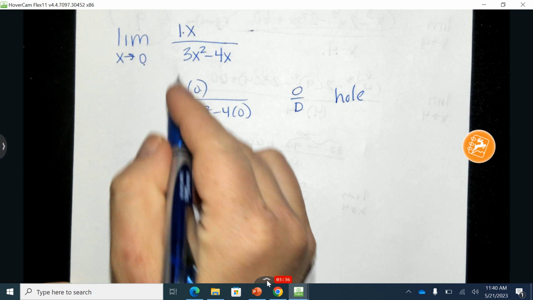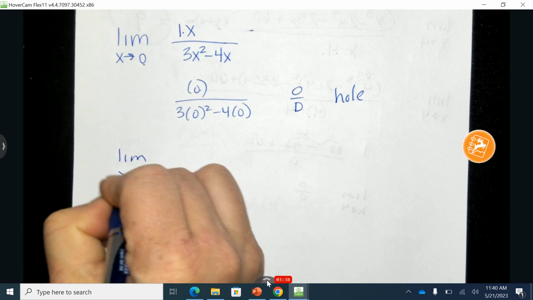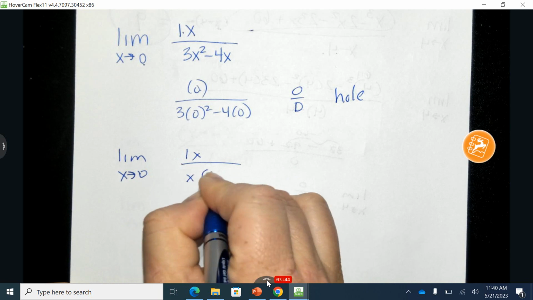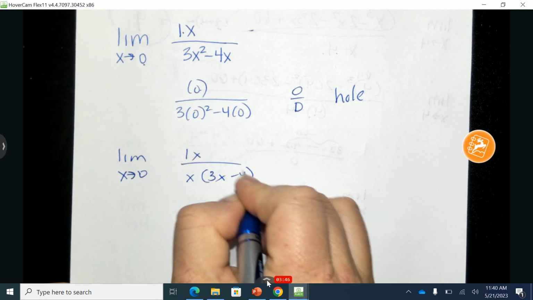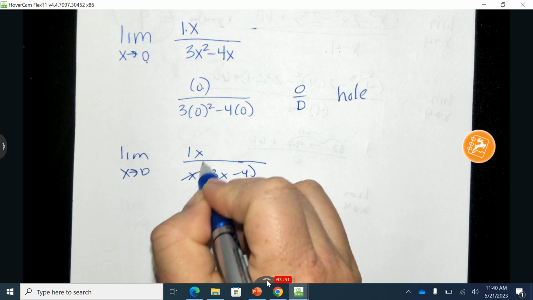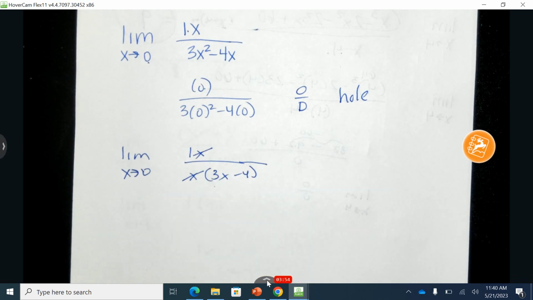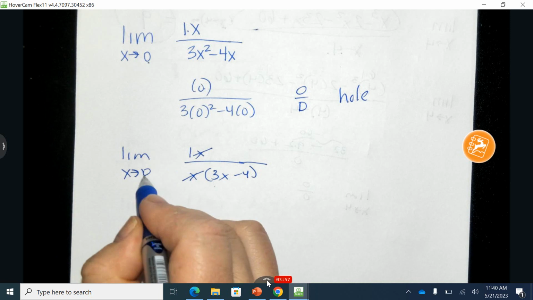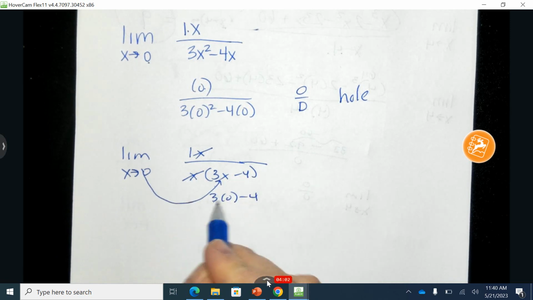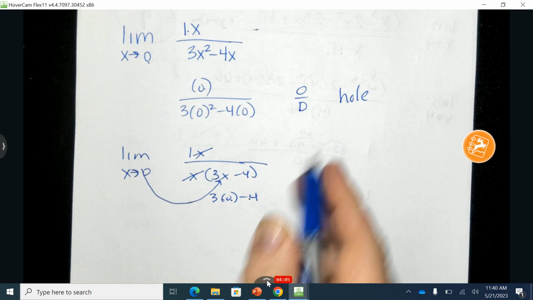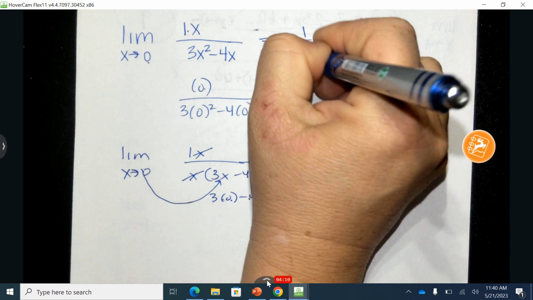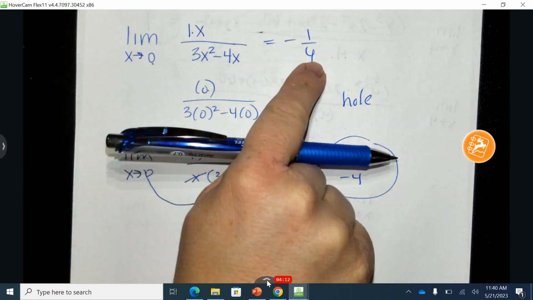So let's figure out, if I could factor out an x here and rewrite this function, it would look like this. I have 1x on top, I have an x in the bottom. 3 times x is 3x squared minus 4. Why did I do that? Because now the x on top and the x on the bottom are going to simplify to 1. So I have 1 over the quantity 3x minus 4. And now when I substitute in the 0, I have 3 times 0 minus 4. Well, 3 times 0 is 0, and 0 minus 4 is negative 4. So 1 over negative 4 would be the answer as you evaluate this function as it approaches 0.